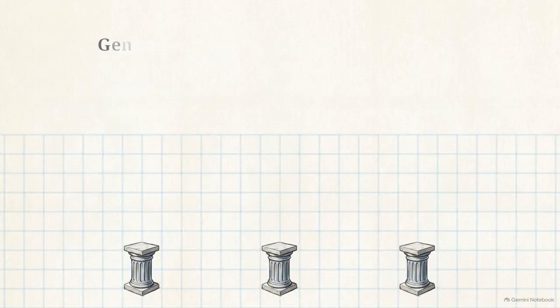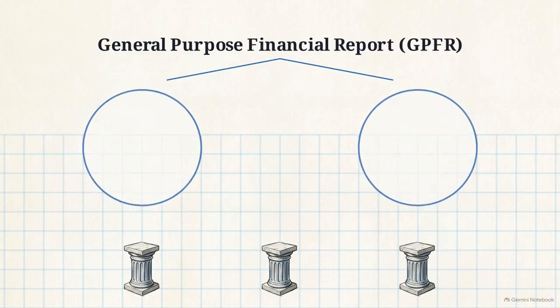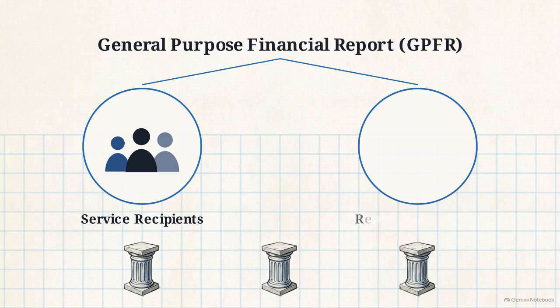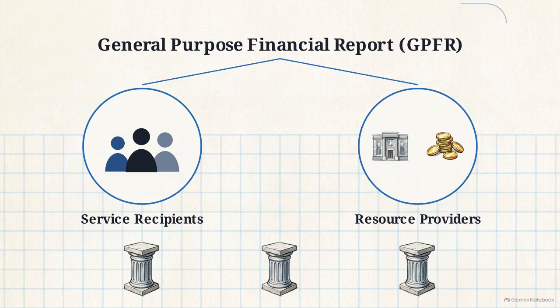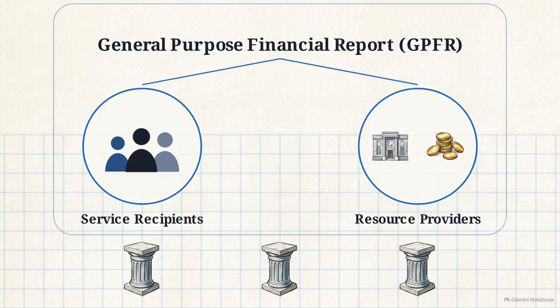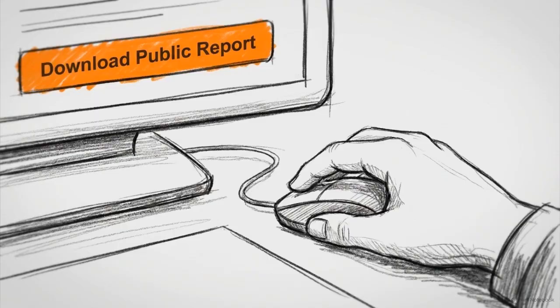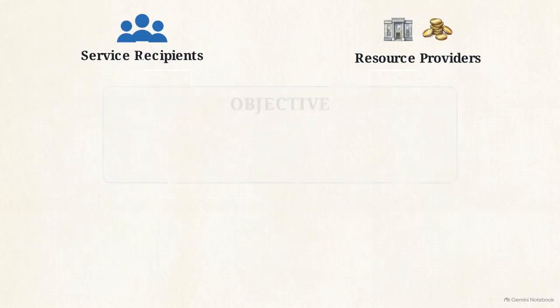The IPSAS identifies two primary users for what is called the General Purpose Financial Report, or GPFR. The first group is service recipients. These are the citizens and eligible residents who rely on the state for public goods. The second group is resource providers. This includes taxpayers, but also multilateral donor agencies and sovereign bondholders who supply the capital. Unlike an internal corporate manager, a citizen or a foreign bondholder does not have the legal authority to force a government to generate customized, special-purpose financial reports. They have to rely entirely on the public data. That dependency dictates the entire objective of the reporting framework.